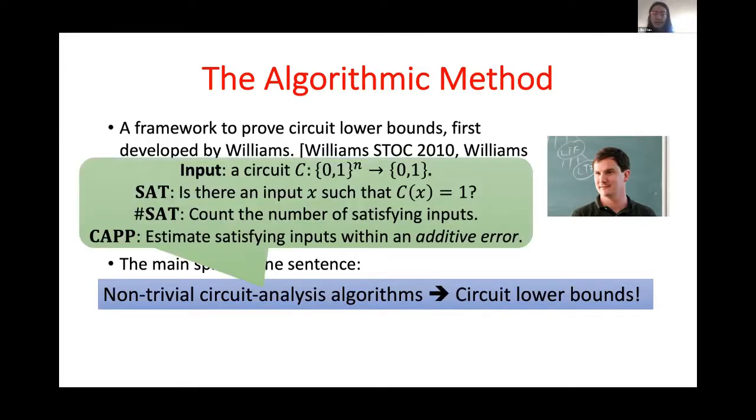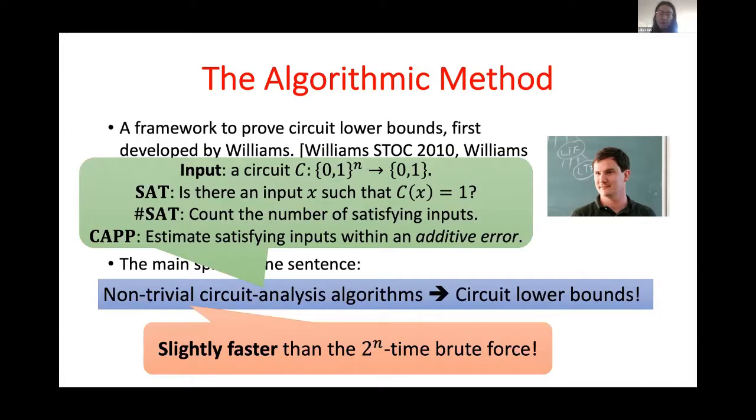So what are circuit analysis algorithms? The input to them is just a circuit C with n-bit inputs, and we will consider three canonical problems. The first is SAT, which asks whether there's a satisfying input x. The second is #SAT, which asks you to count the number of satisfying inputs. And the third, CAPP, asks you to estimate the fraction of satisfying inputs within an additive error. By non-trivial, we mean the algorithm should be slightly faster than the 2 to the n brute force time, because you can always enumerate all possible inputs.